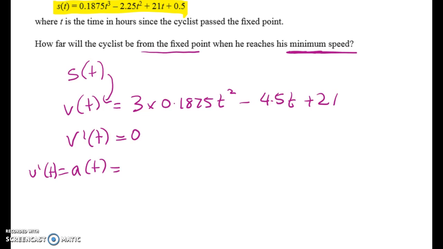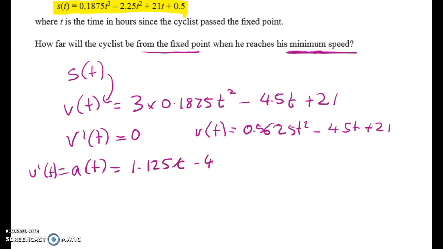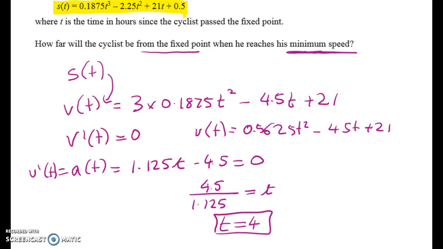Let's first of all clean up what we had here. So v of t was 0.5625 t squared minus 4.5t plus 21. Its derivative will be 1.125 t minus 4.5. We set that equal to 0, giving us 4.5 over 1.125 is equal to t. So t is equal to 4.